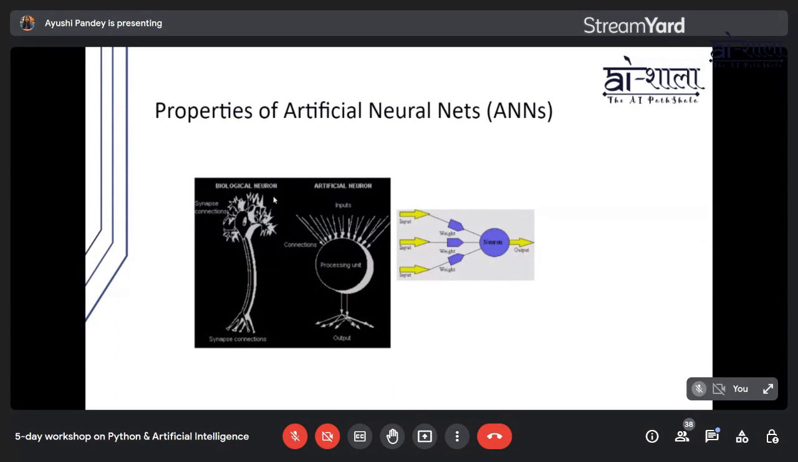So in ANN, this is a human brain neuron. This is a biological neuron, and this is your artificial neuron. As you can see, you have these synapses here. So this is the synapse, this is the connection. This is the input. Then we have weights also here, some weights to represent the connection. So these are the weights for inputs.